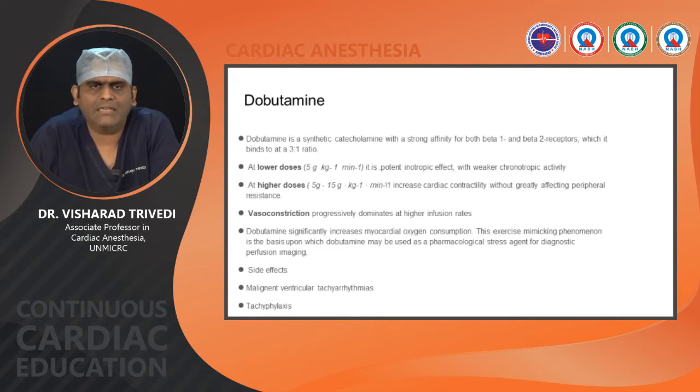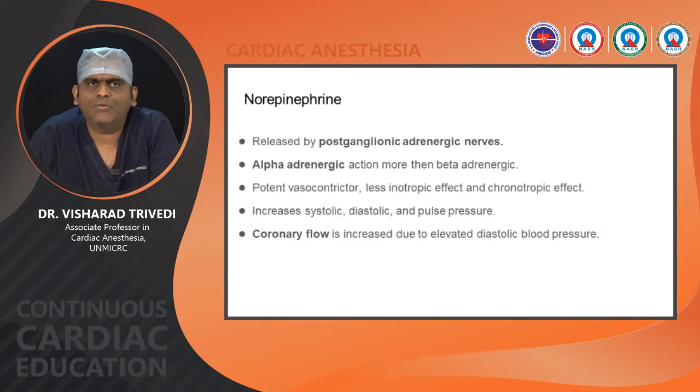So we have seen earlier that it is used mainly for the short and medium term treatment of low cardiac output syndrome or shock. Third inotrope is norepinephrine. It is released by postganglionic adrenergic nerves. Precursor of norepinephrine is dopamine.